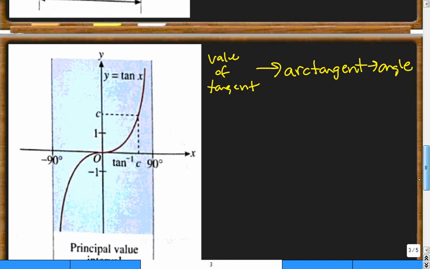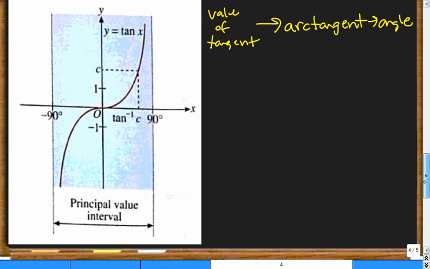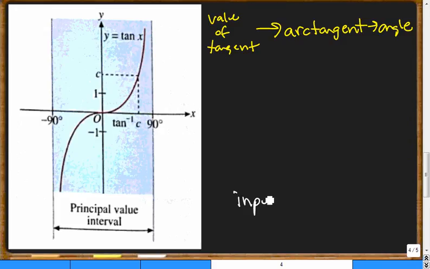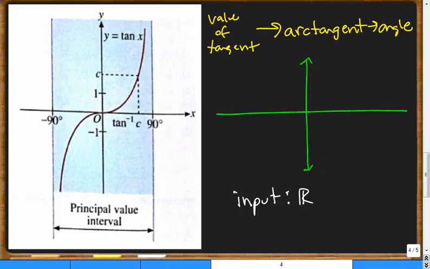Now for arctan, our input can be all real numbers. We can put in any number we want because tangent has an unlimited range. So let me see if I can show you what the graph looks like here. The way that tangent's going to be, we can input anything we want. So this goes all the way to -infinity and infinity.